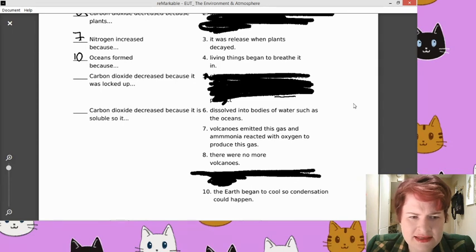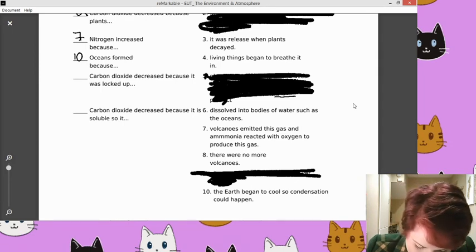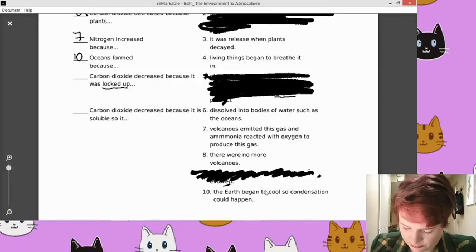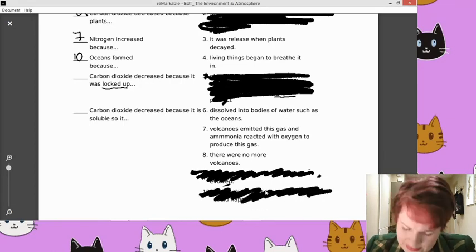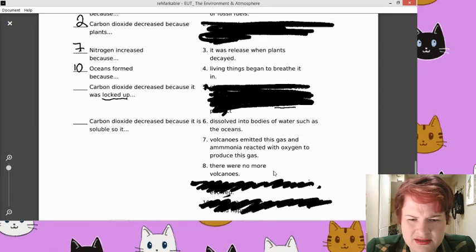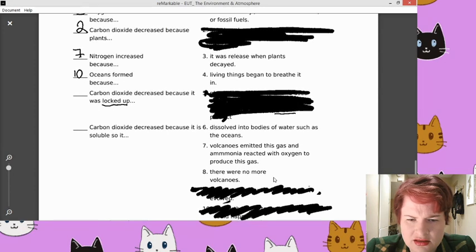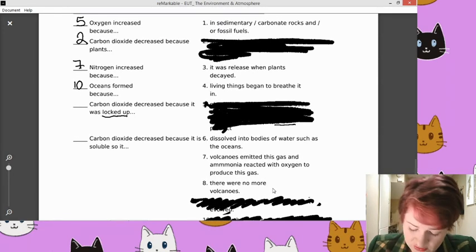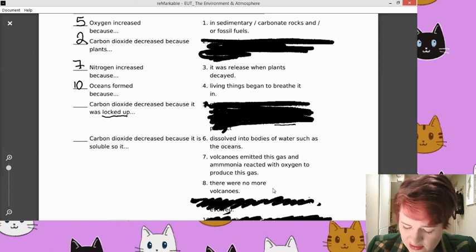Carbon dioxide decreased because it was locked up. So what might it be locked up into? Oh, before I do that, let's just cancel out number 10 so we don't reuse that by accident. Okay, so carbon dioxide decreased because it was locked up. There were no more volcanoes, just doesn't make sense. And we've used seven, so let's get rid of that one. Forgot to get rid of number seven.